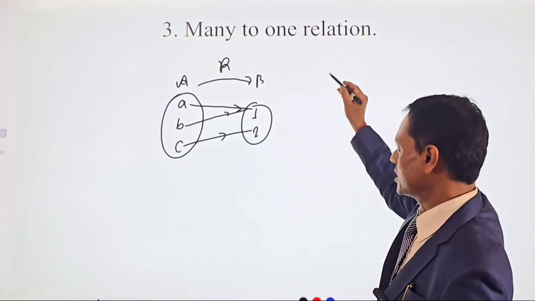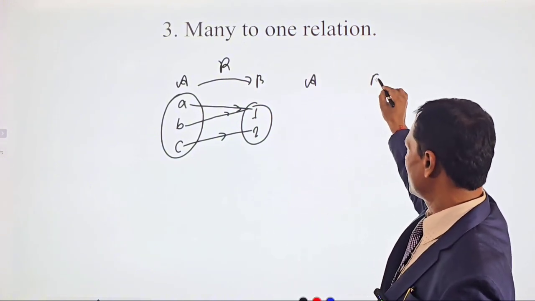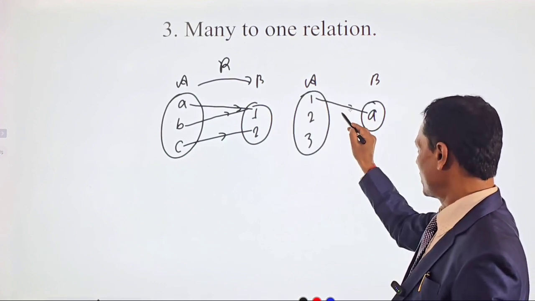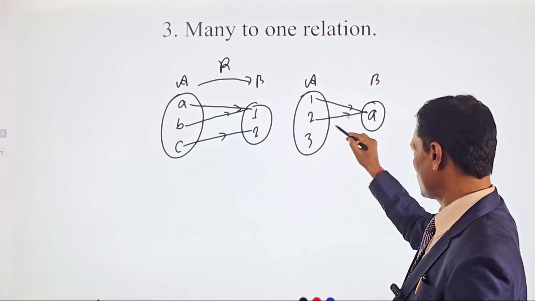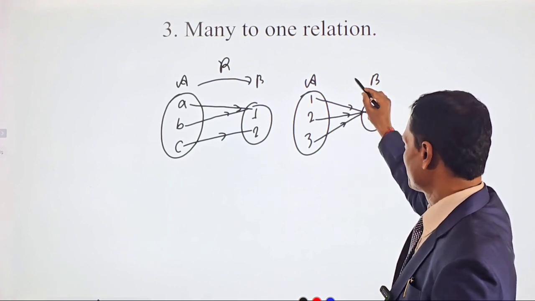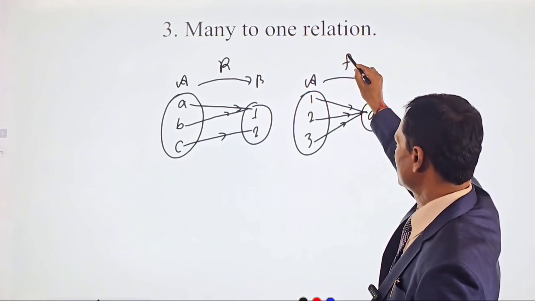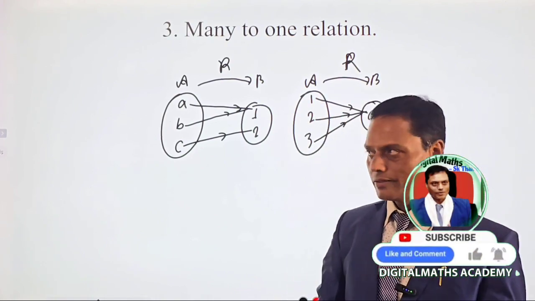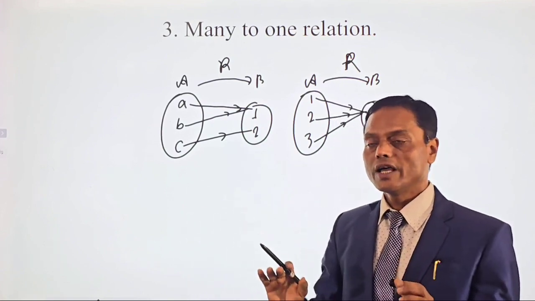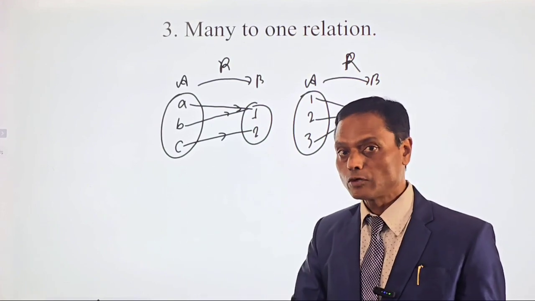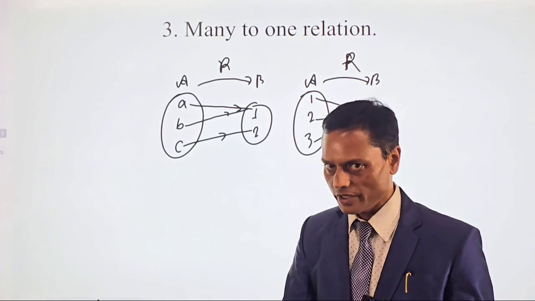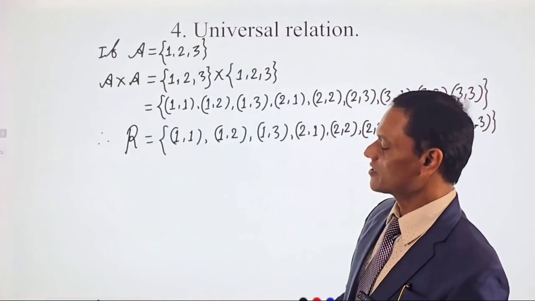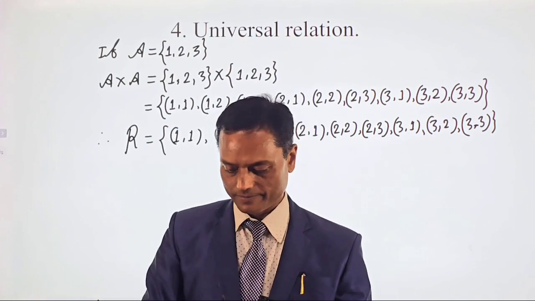Let's have another example as well. Let me have here 1, A and B. So here we have 1, 2, 3. So 1 is mapped to A, 2 is also mapped to A, and 3 is also mapped to A. So such type of relation is called many-to-one relation. How to define it? If two or more than two elements of the set A are mapped to a single element of the set B, then such type of relations are called many-to-one relation.